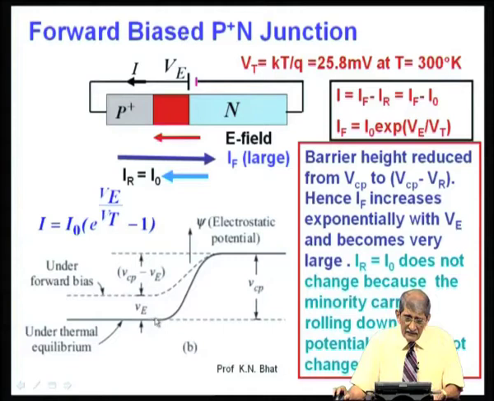Therefore, the barrier height is reduced from V c p by V e. So, barrier height is V c p minus V e. What is the implication of that? What will happen to the IR?